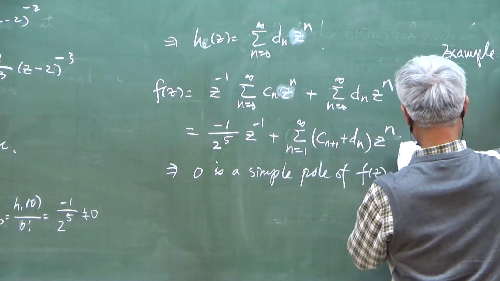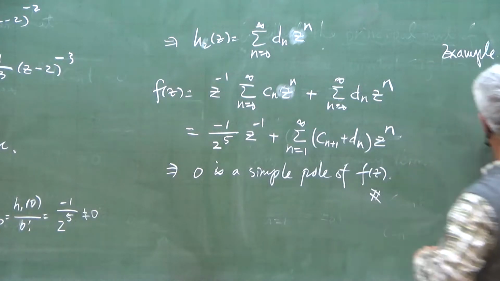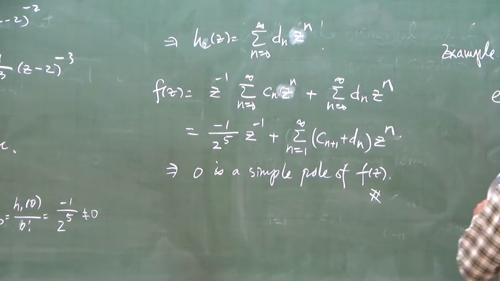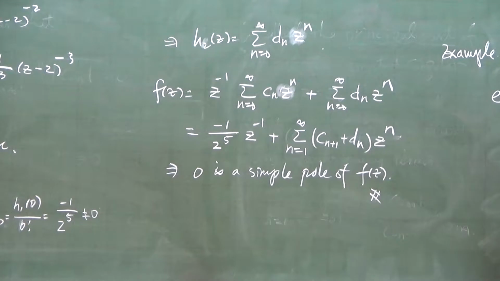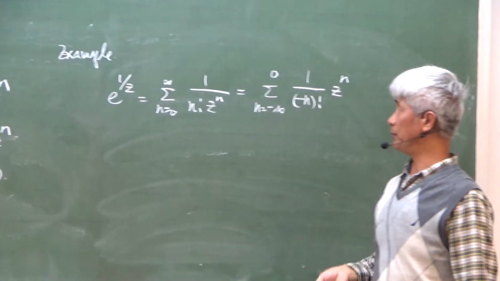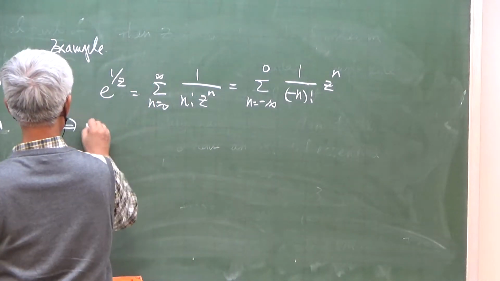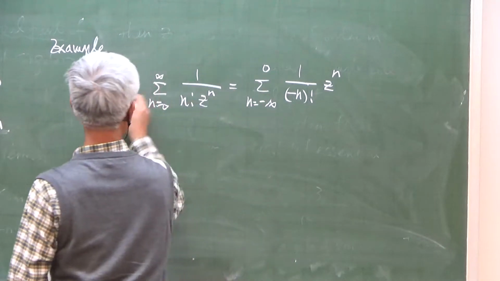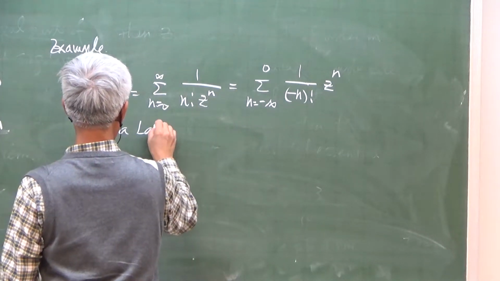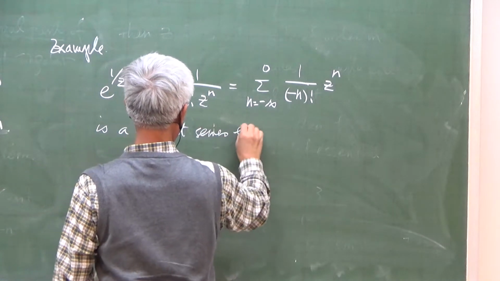Second example. This function, e to the 1 over z, by power series expansion, we know that, so we have the sum of 1 over n factorial z to the minus n. Okay? And so we can write it from n equal 0 to infinity, or the sum over negative n, 1 over (minus n) factorial z to the n. Okay, so we have that. And so the negative part, the principal part. So this one is a Laurent series expansion.